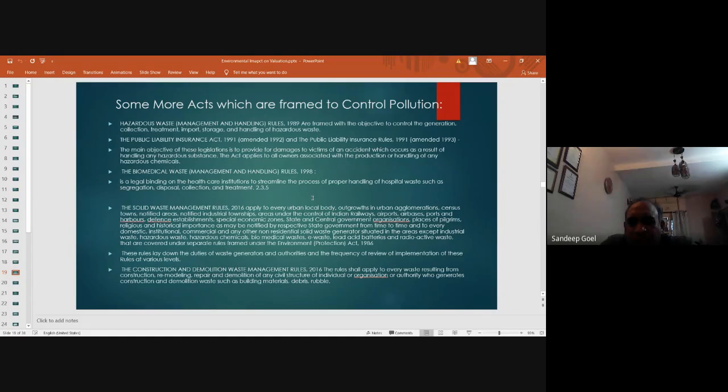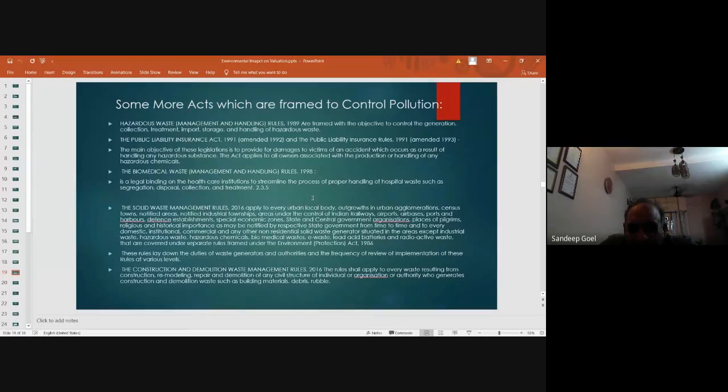The Solid Waste Management Rules 2016 apply to every urban local body along with urban agglomerations, census towns, notified areas, notified industrial townships, area under the control of Indian Railways, airports, air bases, ports and harbors, defense establishments, special economic zones, state and central government organizations, places of pilgrims, religious and historical importance, as may be notified by respective state government from time to time, and to every domestic, institutional, commercial and any other non-residential solid waste generators situated in the areas except industrial waste, hazardous chemical, biomedical waste, e-waste, lead acid batteries, and radioactive waste. They are covered under separate rules formed under the Environmental Protection Act 1986.